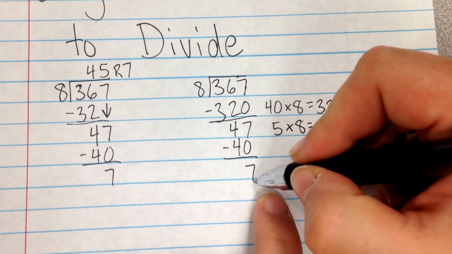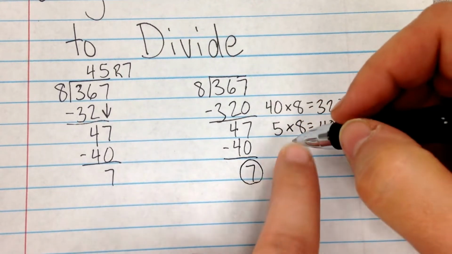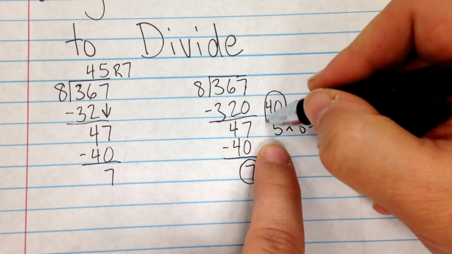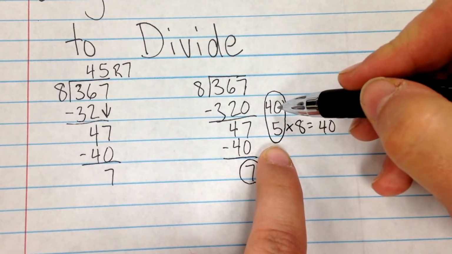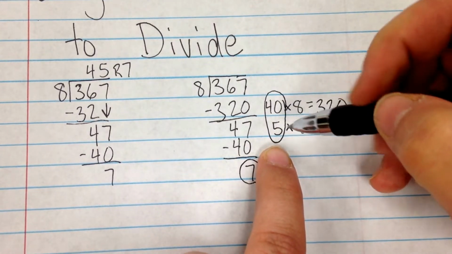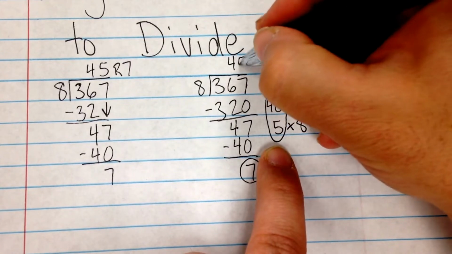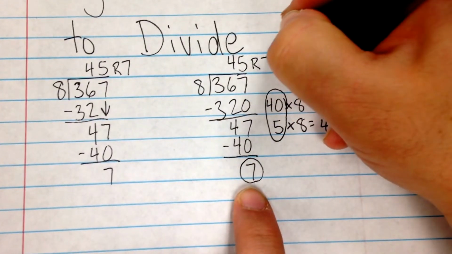So that's my remainder. That part is my remainder. This part is my answer. This is how much I put into each group. So I put 40 and then I put 5. So 40 plus 5 is 45. The remainder of 7.